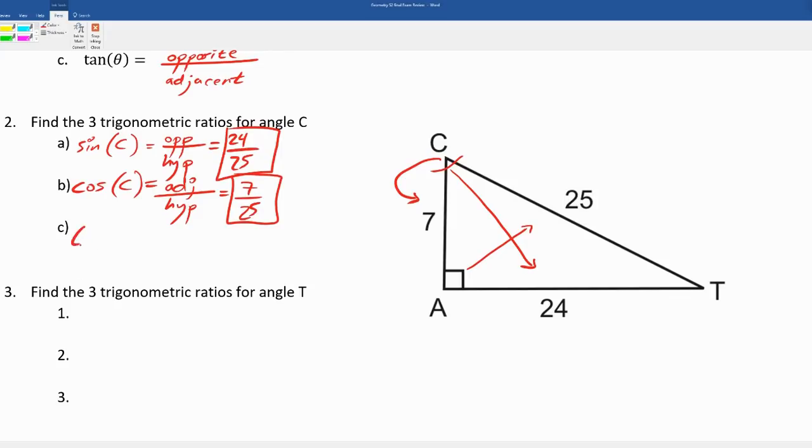All right, so tangent. Tangent is our third trigonometric ratio. Personally, one of my most favorite ones. So again, tangent is opposite over the adjacent. Tangent doesn't really care about the hypotenuse. The opposite of angle C is still going to be 24, and the adjacent is 7. So there you go. Those are the three trigonometric ratios for angle C. You get to work with angle T as your reference angle. So number 3 is totally for you to get your practice in.